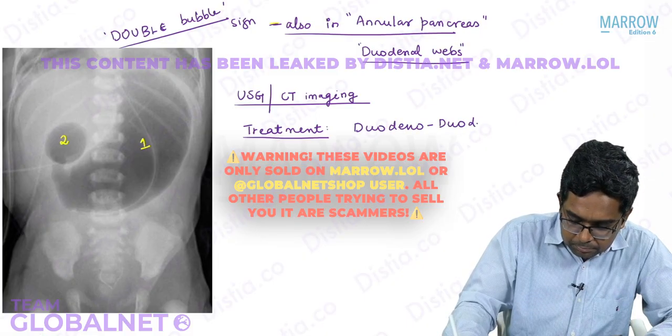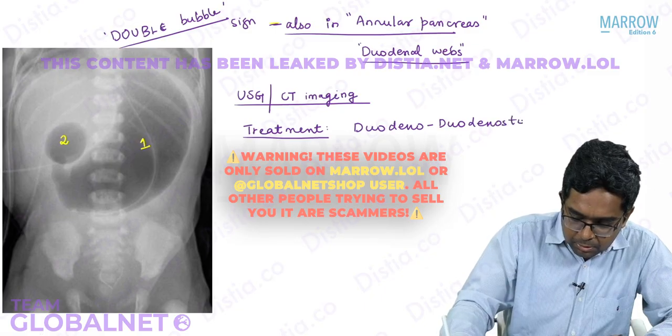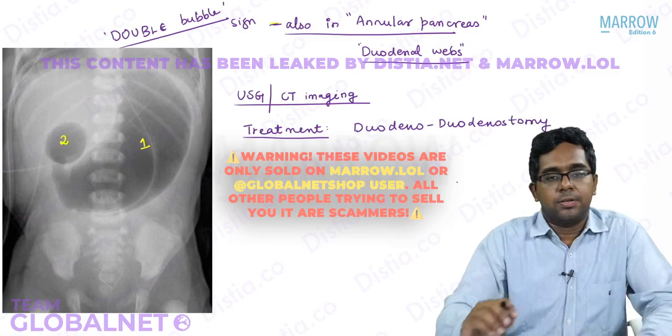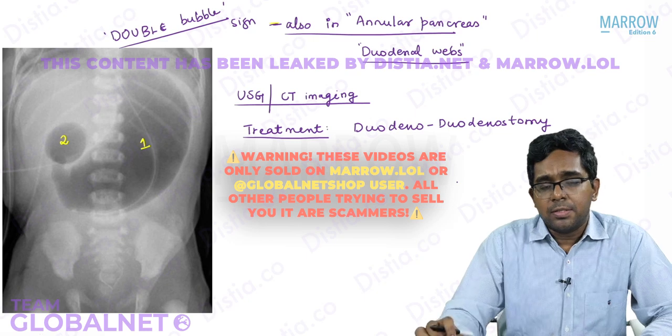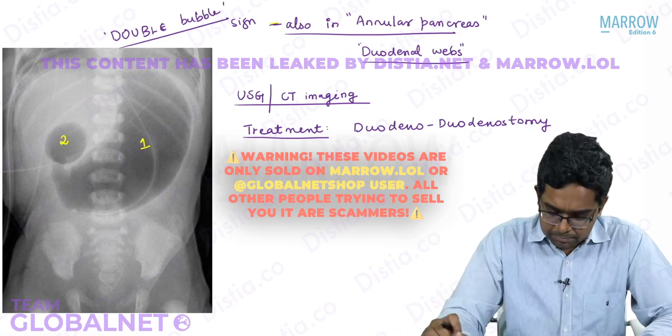Duodenostomy. That is the treatment of choice in cases of duodenal atresia. So that is about the topic of duodenal atresia.